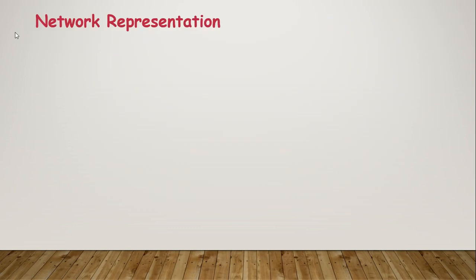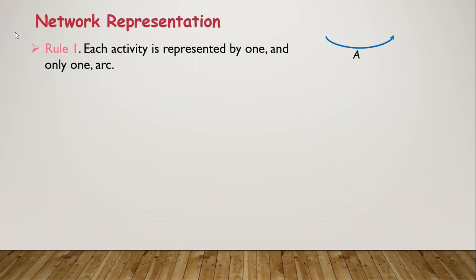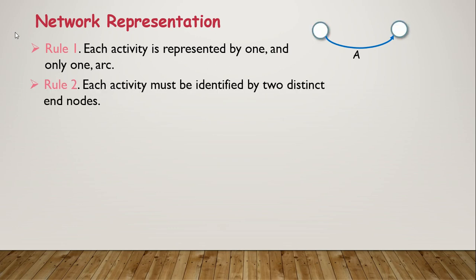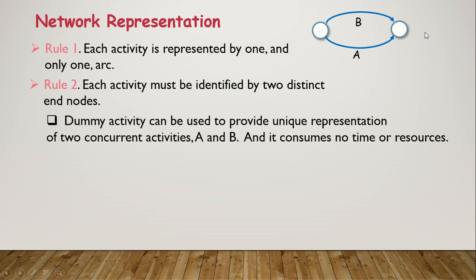Now go for the network representation. There are a few rules related to the network representation. The first one is that each activity is represented by one and only one arc. Each activity must be identified by two distinct end nodes. Focus on these two words: distinct and nodes. For example, if the nodes are 1 and 2, the activity joining both nodes is A. The duration can be written on the other side of the arc. We can't use such a concept here: two nodes and two activities.